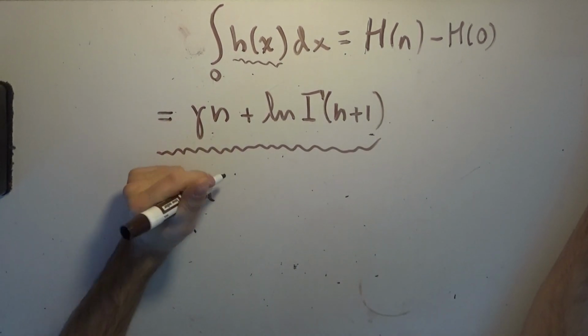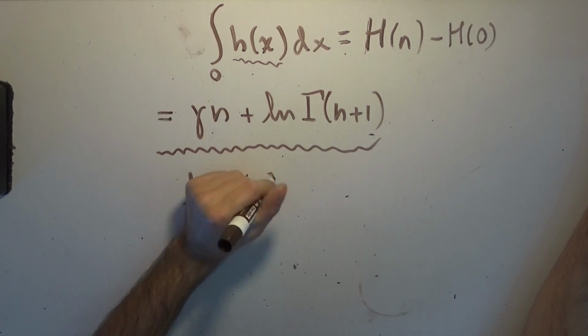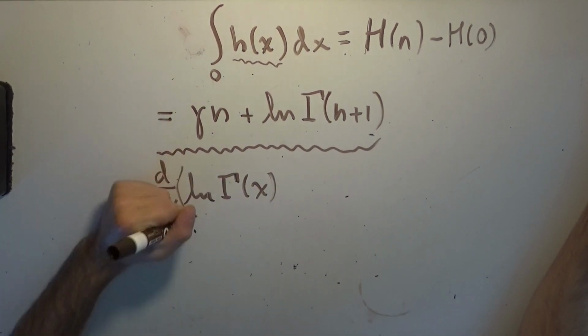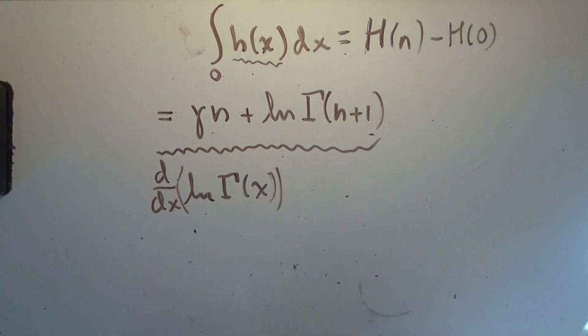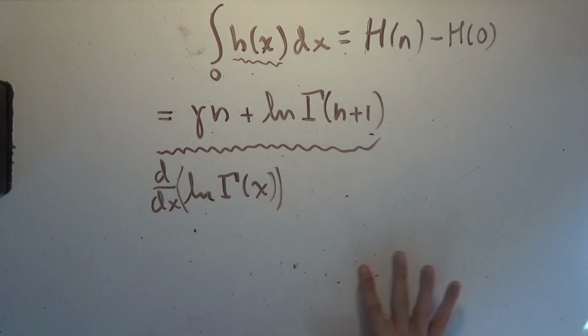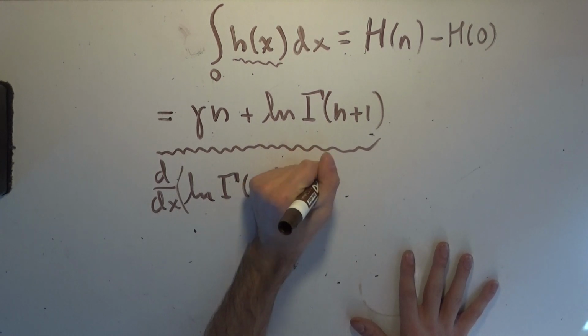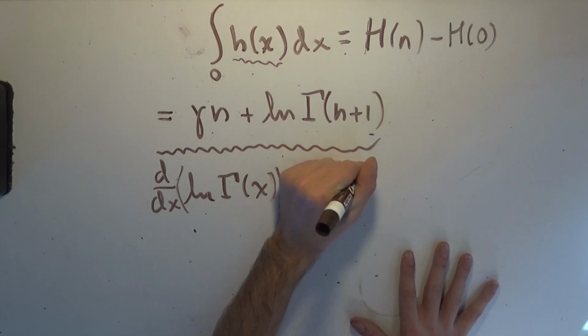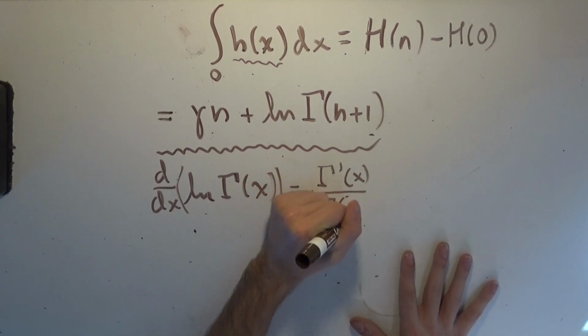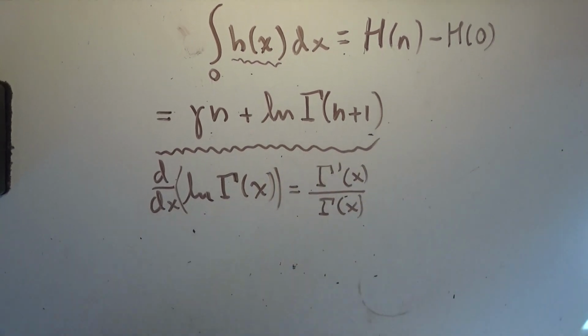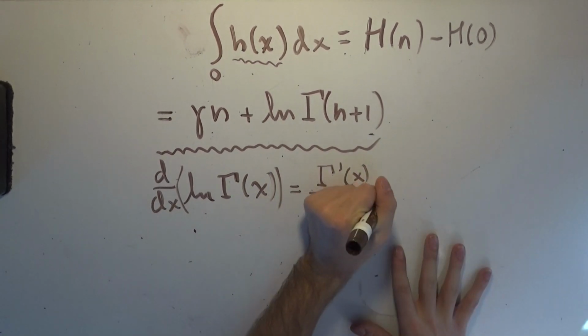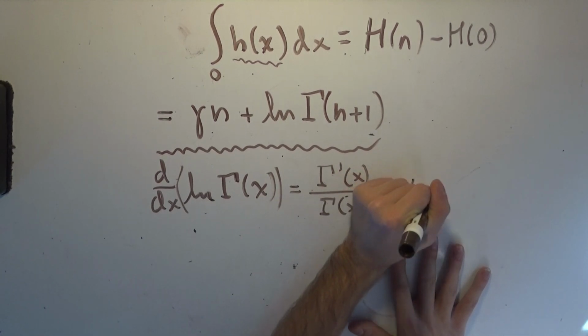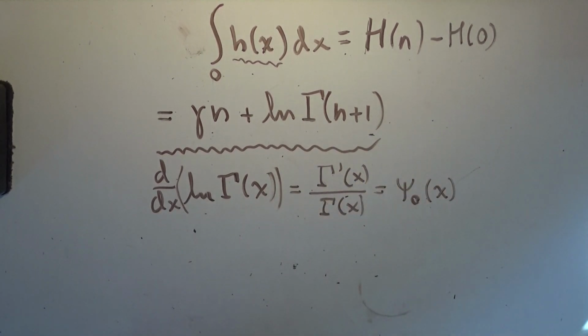Consider the derivative of the natural logarithm of gamma of x. Given that we know how to take derivatives of natural logarithms, it's simply 1 over the inside function times the derivative of the inside function. So this is going to be equal to gamma prime of x divided by gamma of x. And this is a very, very special function. This is the digamma function, the logarithmic derivative of the gamma function.